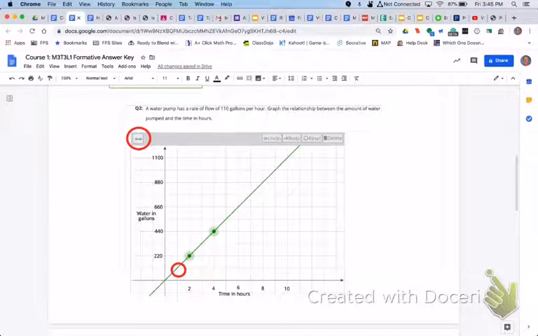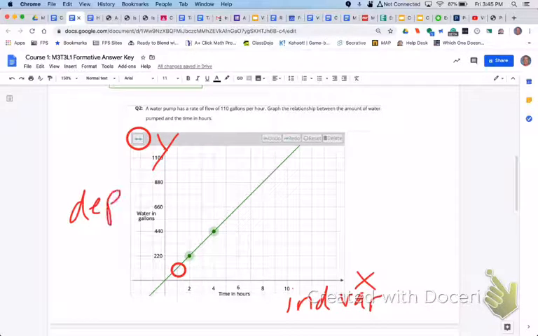You needed to then make sure that you plotted the other points, 2 hours for 220 and 4 hours for 440. This is going to be your x-axis. This is going to be your y-axis. Again, this would be your independent variable, and the water in gallons would be your dependent variable. Again, the number of gallons in water is going to be dependent on the time in hours.